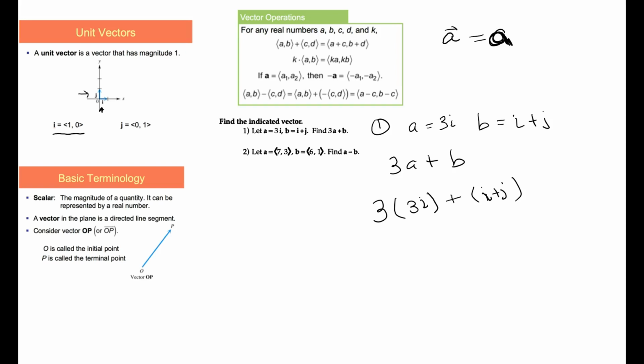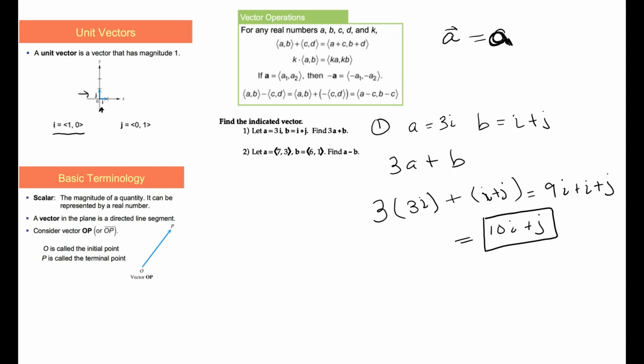So then we get something like this, 9i plus i plus j, which is 10i plus j. Okay, and so our resultant, which is the sum of those two vectors in this case, is 10i plus j. And that's what we have there.